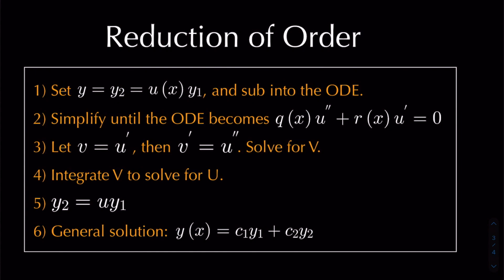In this video, we're going to use the reduction of order technique to solve a second-order linear homogeneous ODE with variable coefficients. For this technique, we need to already have one solution, y1, that was perhaps obtained via trial and error. We're then going to solve for y2 and the general solution using the 6 steps on the screen.